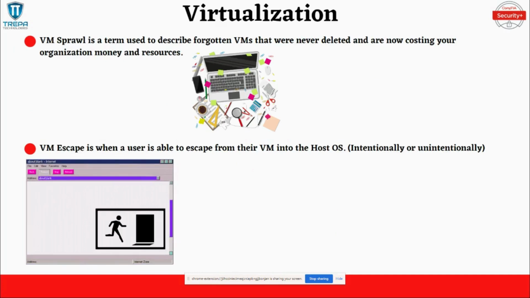And then we have some security considerations for virtualization, like VM sprawl and VM escape. VM sprawl is when VM deployment grows out of control and you no longer have the manpower or compute resources to handle the amount of VMs in operation. VM escape is when a user can access the hypervisor inside the VM, escaping their virtualized environment.